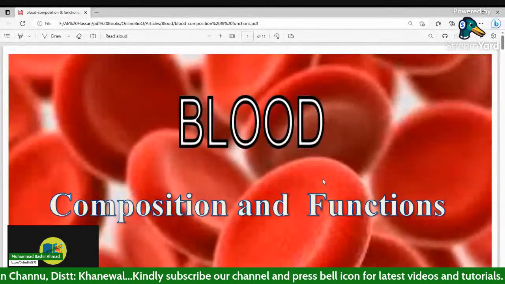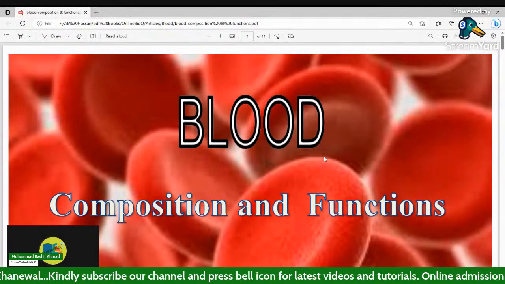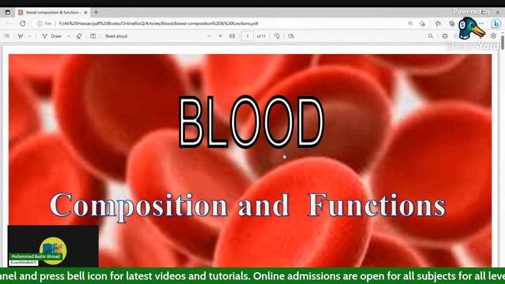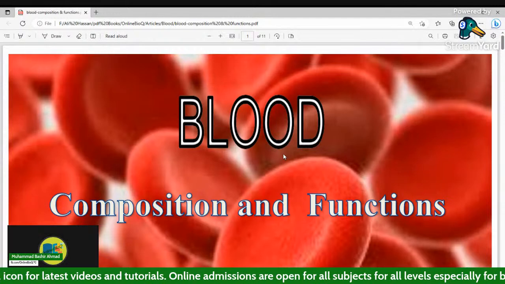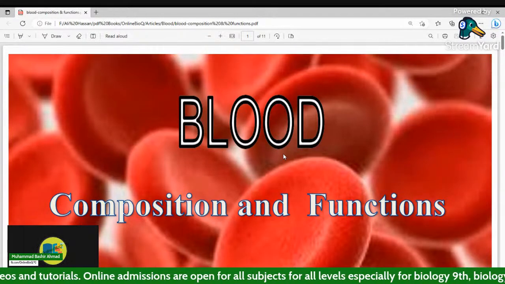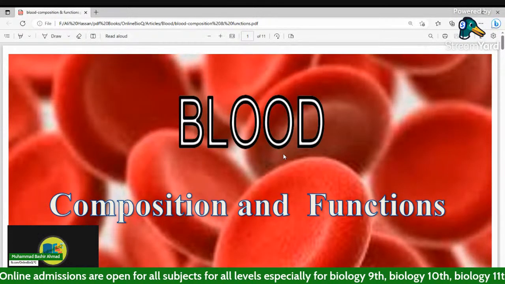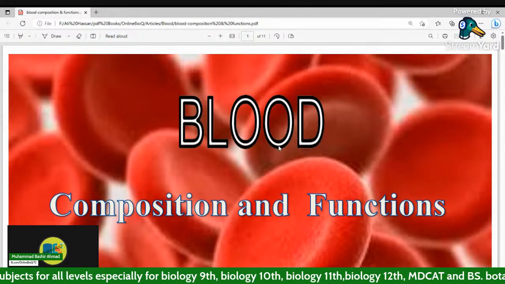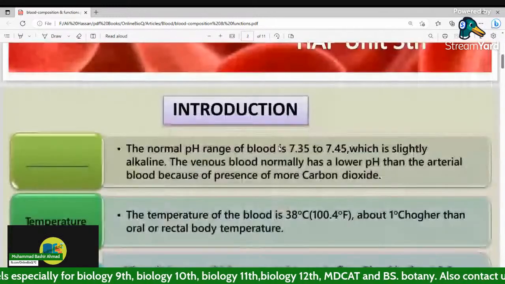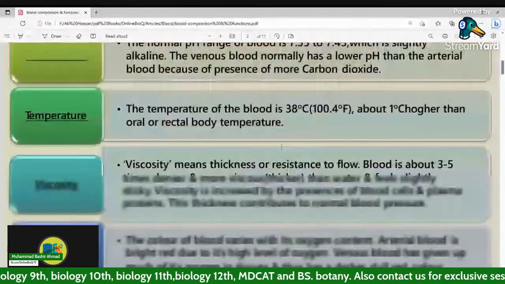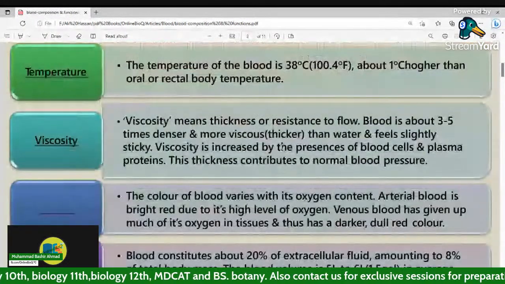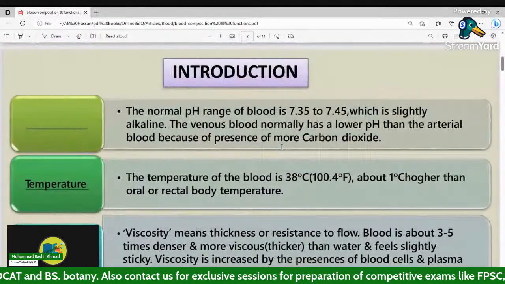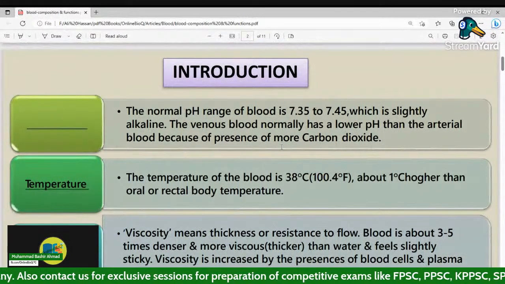Today we are going to study composition and functions of blood, and this is our inaugural session. So today we will take an overview of composition and functions of blood. We will study composition and functions of blood, but first take a glance at some important properties of blood.